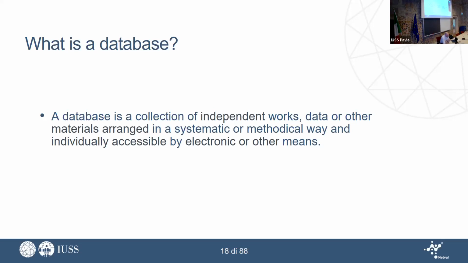Arranged in a systematic or methodical way means that the material should be contained in a sort of fixed base, and should include technical means such as electronic, electromagnetic, electro-optical, index, table of contents, plan methods, classification methods.